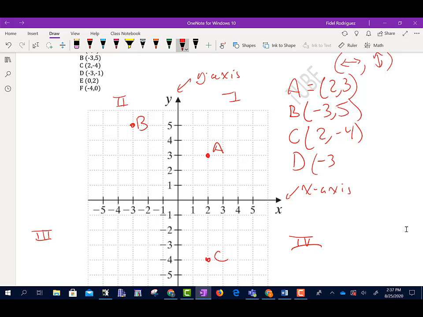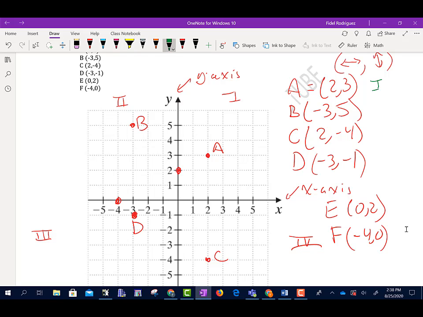D as in dog is negative 3, negative 1, so to the left 3 and down 1. The point E is the point 0, 2, which is stay in the middle and then go up 2. And then F is the point negative 4, 0, which is just go to the left 4, okay?